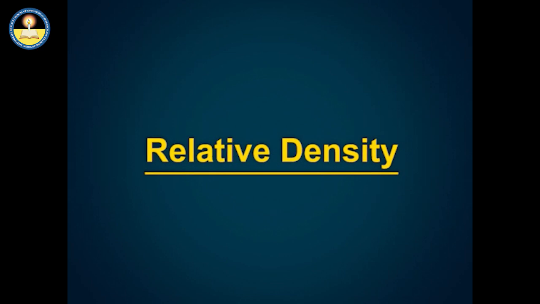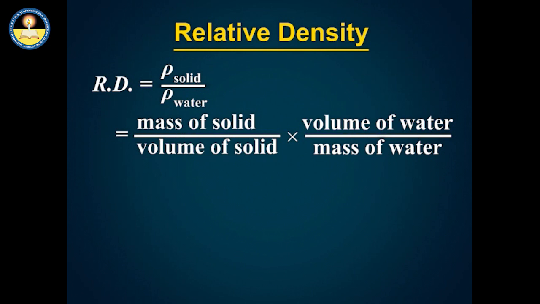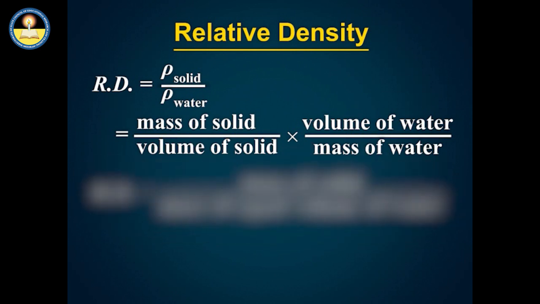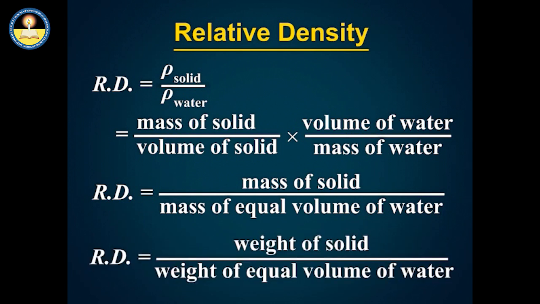Relative density can also be defined as the ratio of the weight of the solid and the weight of the equal volume of water. Since the relative density of a solid is the ratio of the density of the solid and that of water, for the same volume of water, it becomes the ratio of mass of solid and the mass of water. Since the weight of a substance at a given place is proportional to its mass, therefore, relative density can be defined as the ratio of the weight of the solid and the weight of the equal volume of water.